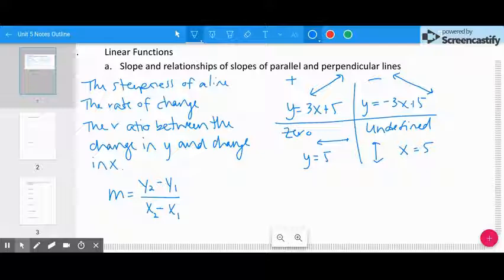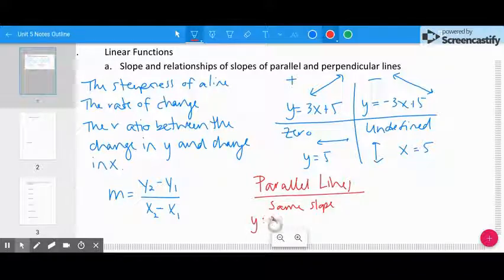Now, the other thing that we have to review and what we'll be using the most from this particular lesson is the concept of parallel and perpendicular. So with parallel lines, you may recall that parallel lines have the same slope. So if one equation is y equals 3x plus 5, then a parallel equation might be y equals 3x plus 7 or minus 2, whatever you want to call it.